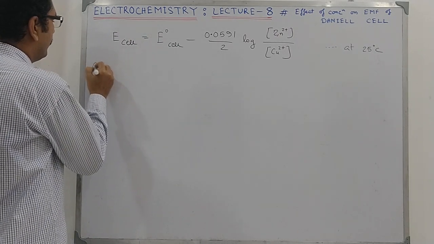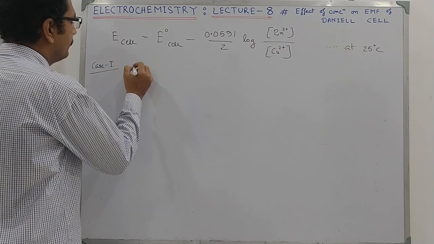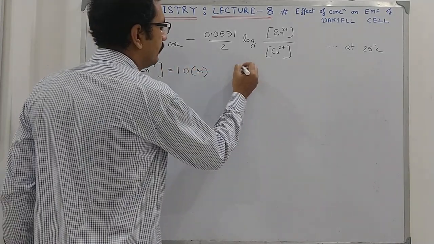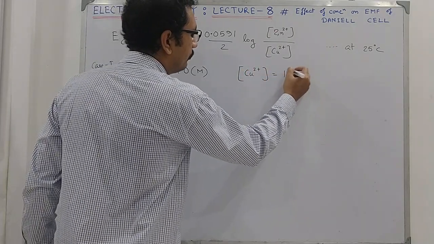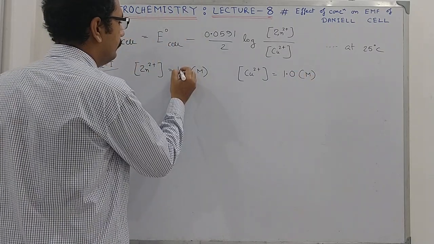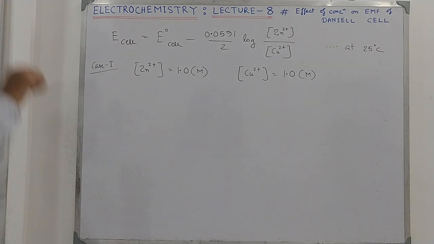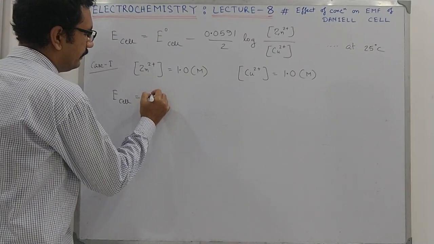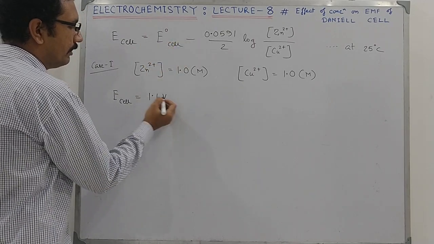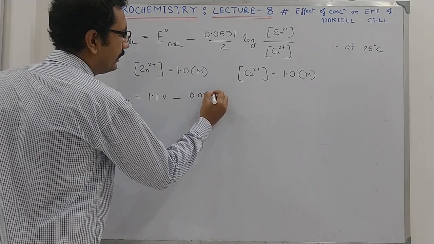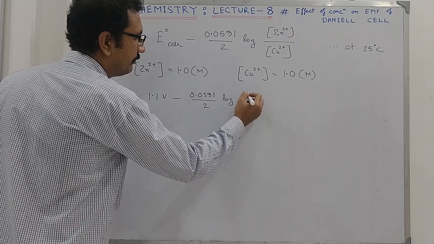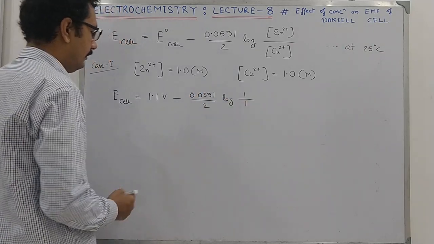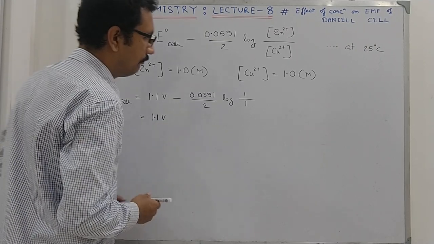Now case 1 that we have discussed before is that we have taken the concentration of Zn2+ equal to 1.0 molar, and we have taken the concentration of Cu2+ to be the same as that of Zn2+, also 1.0 molar. Now if we put the values, we get what we obtained in the previous lecture. It was 1.1 volt minus 0.0591 by 2 log 1 by 1. Log 1 is 0, so this whole term vanishes and we have E cell equals 1.1 volt.